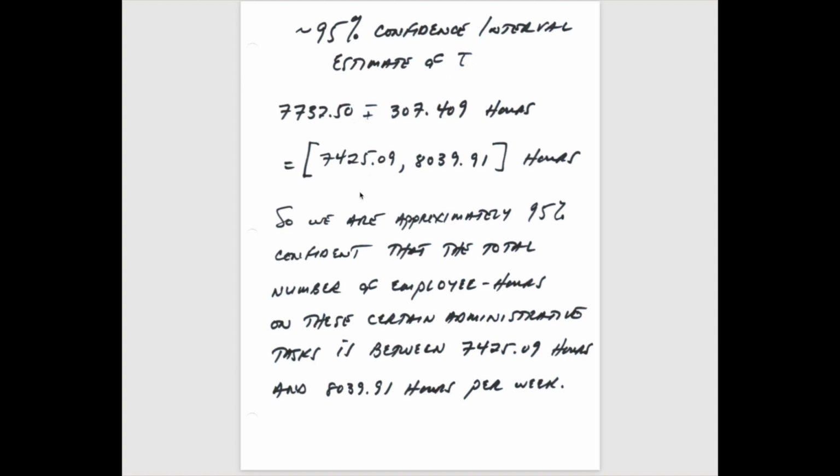And so we, again, start off with our point estimate, 7,732.5 hours, minus and plus 307.409 hours. And then once I get the endpoints, I can round them to, let's say, 2 decimal places, which I've done here. And so we can be 95% confident that the total number of hours spent on these certain administrative tasks is somewhere between 7,425.09 hours and 8,039.91 hours per week.